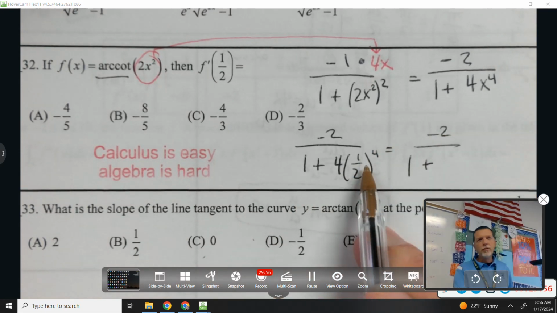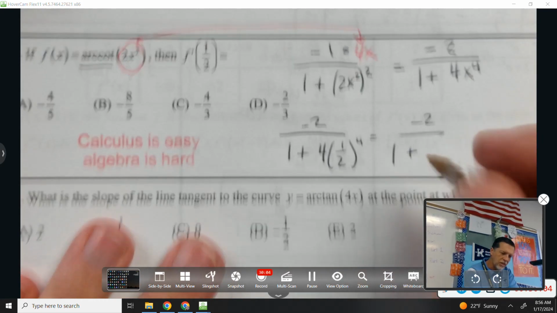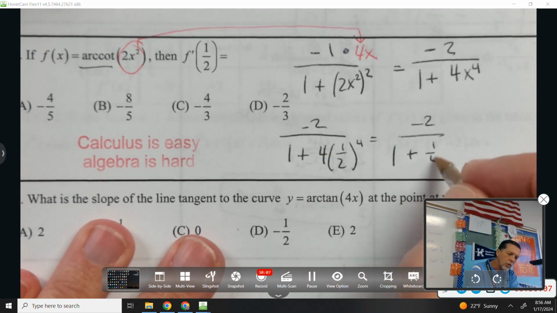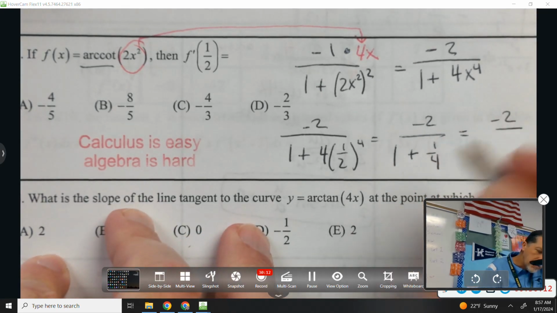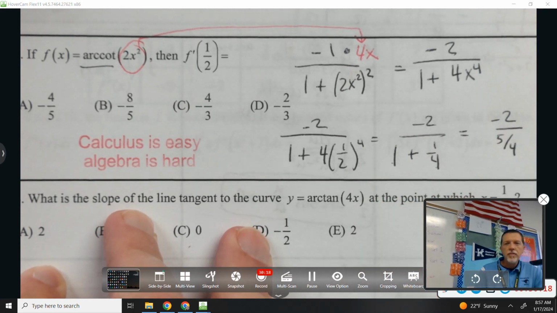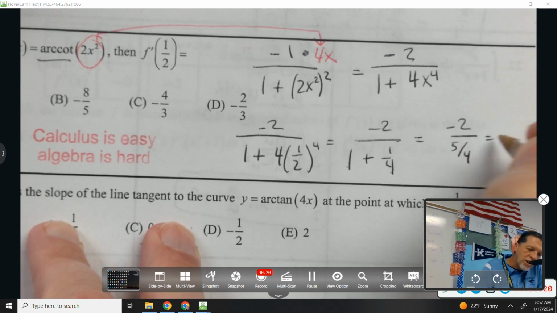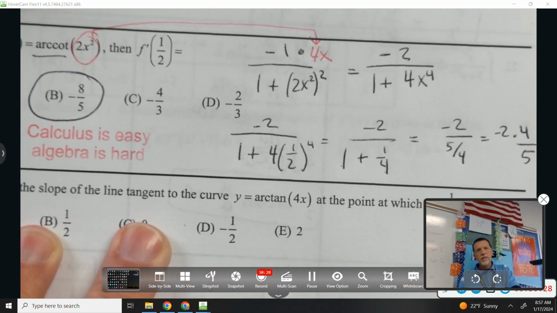Okay, 2 to the 4th is 16. Yeah, because 2 cubed is 8, so 2 times 2 times 2 times 2 is 16. 4 over 16 is 1/4. 1 plus 1/4, so 4/4 plus 1/4 is 5/4. And then keep it, change it, flip it. Negative 8/5, and there's my answer choice. A little bit of calculus, a whole lot of algebra.